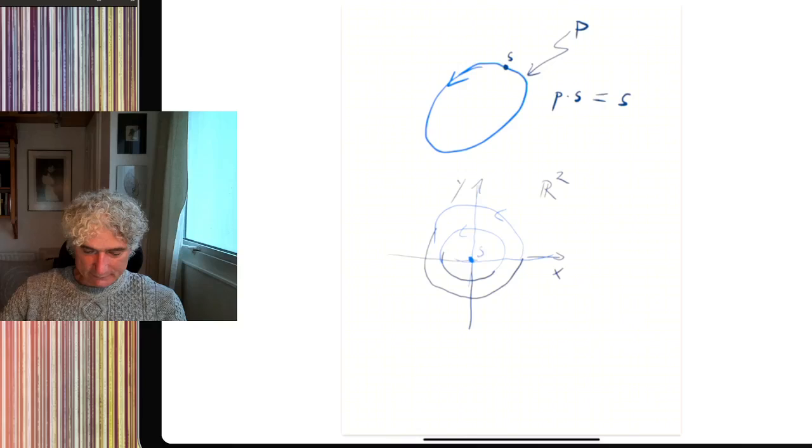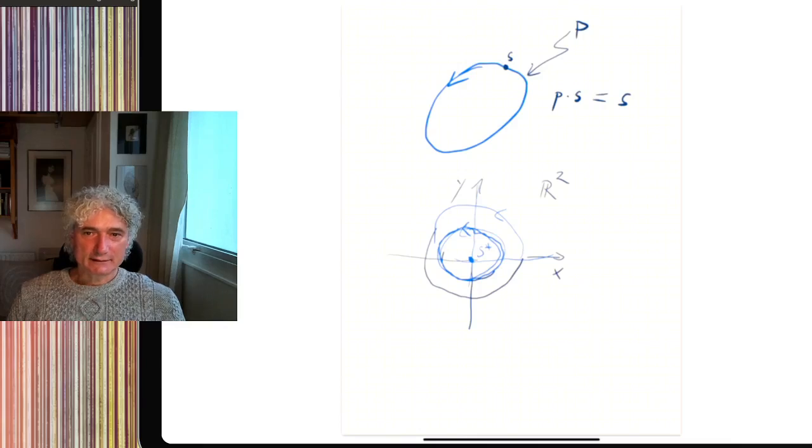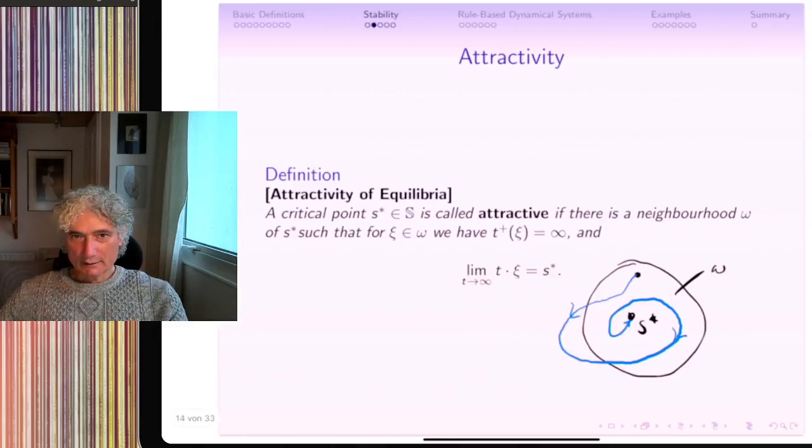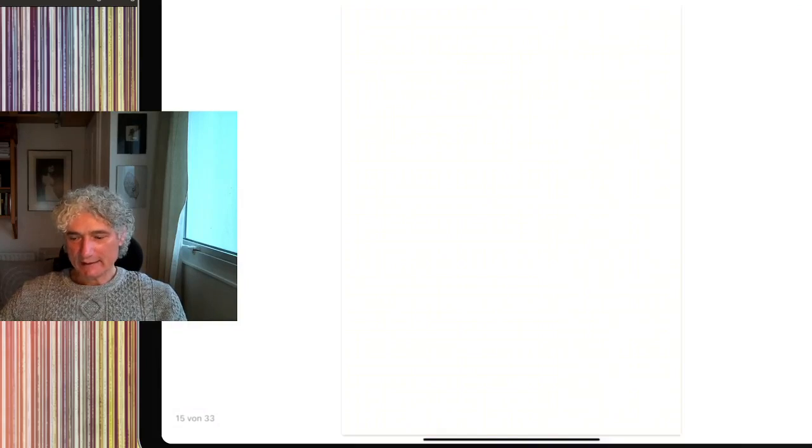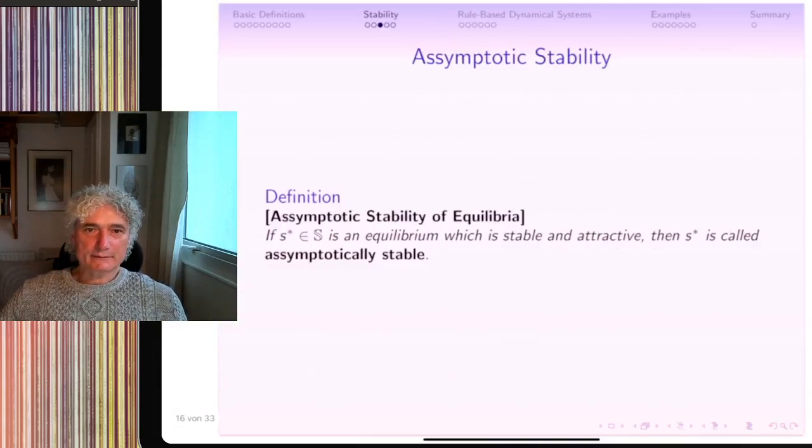So if you take this as S star, then you can take any neighborhood here to be one of these orbits, and then you would stay there for all time. Therefore S star clearly is stable, but because none of these orbits actually converge to S star, S star is not attractive in this example of the harmonic oscillator. But if S star is an equilibrium and is both stable and attractive, then S star is called asymptotically stable.